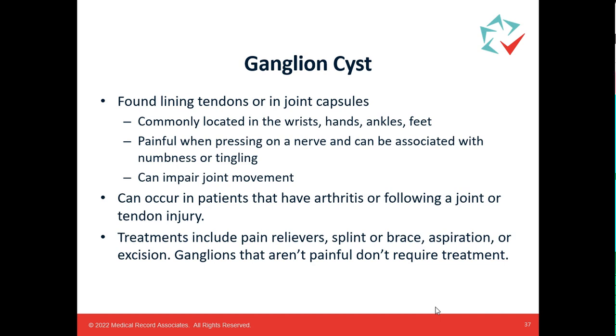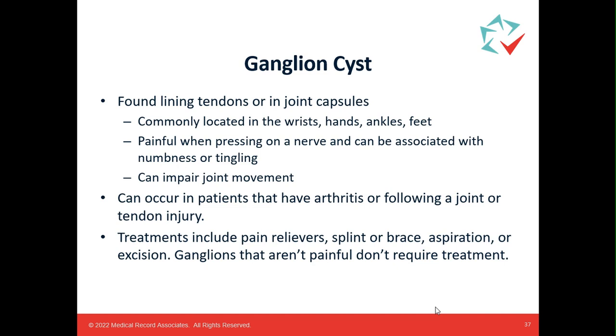They can be super painful when they're pressing on a nerve and can be associated with numbness or tingling. In some cases, depending on where they're located and how large they may be, they can impair some joint movement. They do happen to occur more often in patients that have arthritis, or maybe patients that have had a joint or tendon injury.